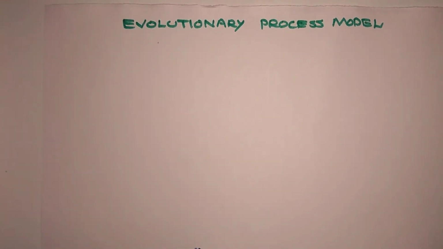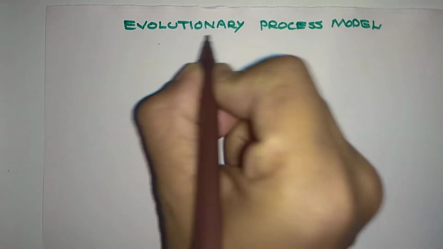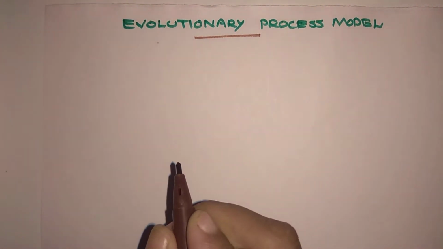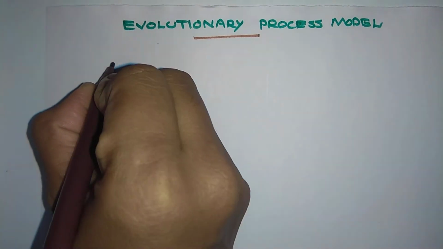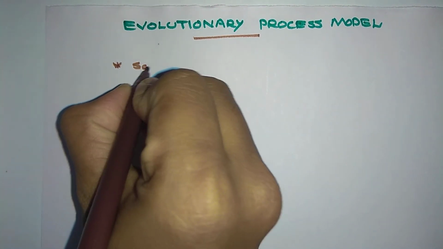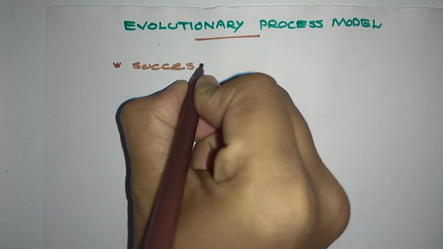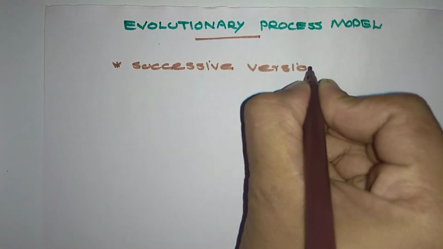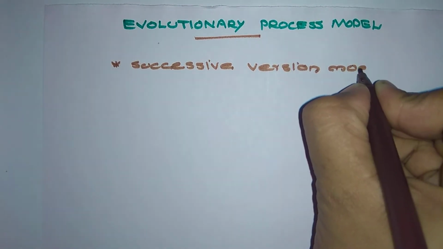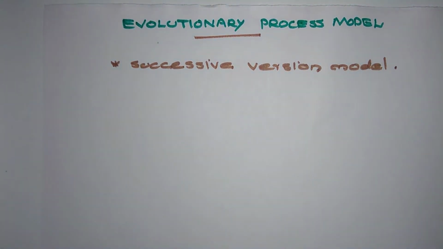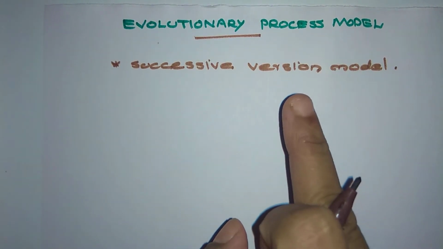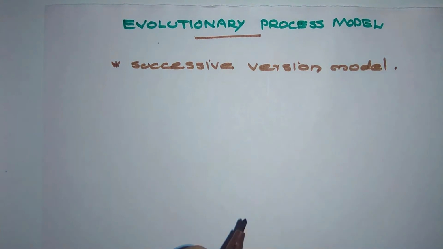Today I am discussing the evolutionary process model. This life cycle model is also referred to as the successive version model. Here the software requirement is first broken into several modules.